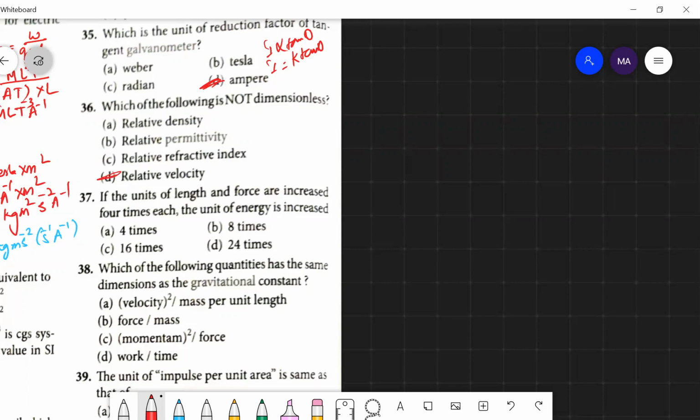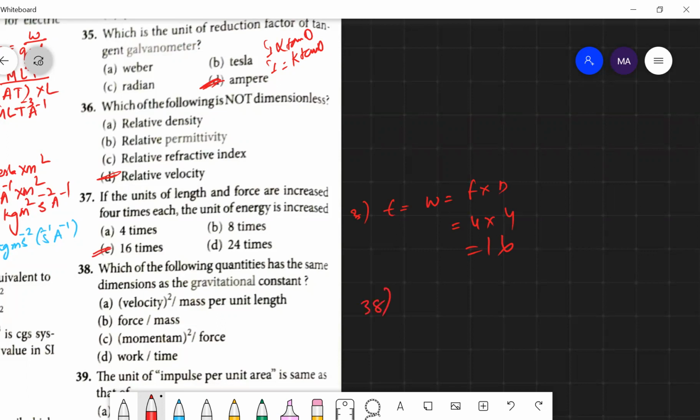Next one: if the units of length and force are increased 4 times each, the unit of energy will become how much? 37. Energy is equal to what? Work. Work is equal to force into distance or displacement. Force is increased by 4, this one is also 4, so this will become 16 times. So 16 times will be the answer.